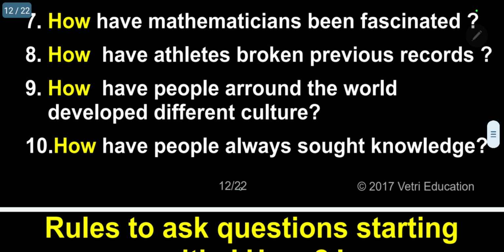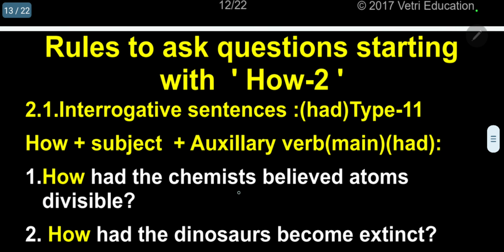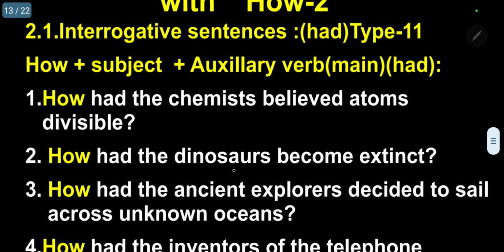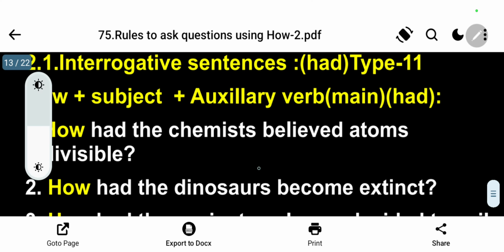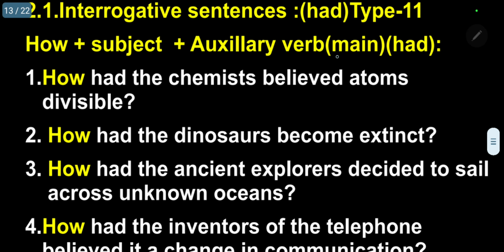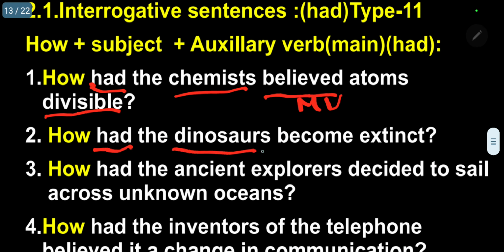Please follow. Now, let me go for the past tense of has and have, that is had. I will use it here. Kindly follow me. How had the chemist believed atoms divisible? Believed is the main verb, had is the auxiliary. How had the dinosaurs become extinct? Become is the main verb, had is the auxiliary.